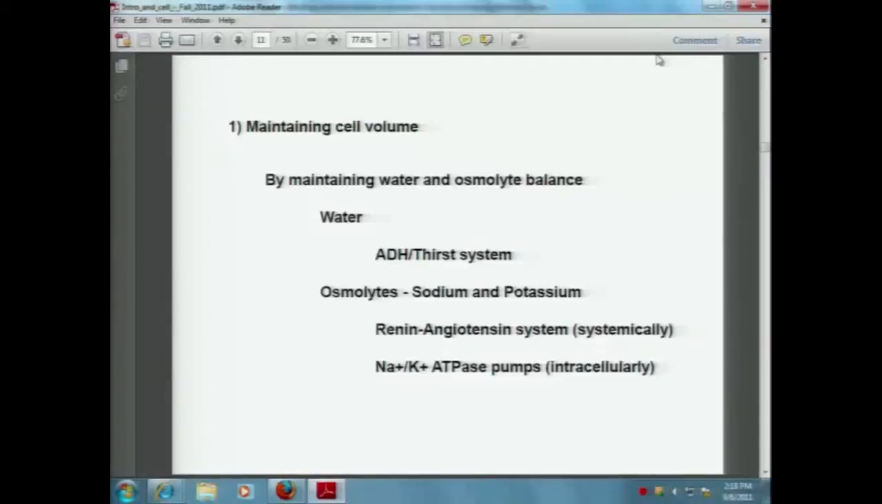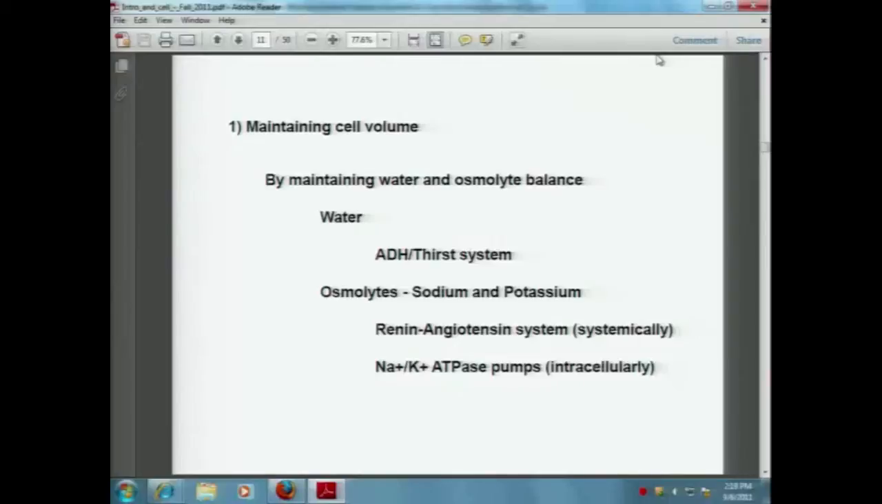So let's talk about cell volume. Cell volume is maintained by maintaining water balance and osmolyte balance. So first off, extracellular fluid and intracellular fluid are aqueous solutions. They contain water, and they contain solutes. And many of those solutes cannot cross the plasma membrane. Solutes that can't cross the plasma membrane are osmolytes because they have the potential to exert osmotic pressure. And there are two components of intracellular and extracellular space that really are the primary osmolytes. They also happen to be important electrolytes, and that's our friends, sodium and potassium. Sodium is the major osmolyte of extracellular space, and potassium is the major osmolyte of intracellular space.